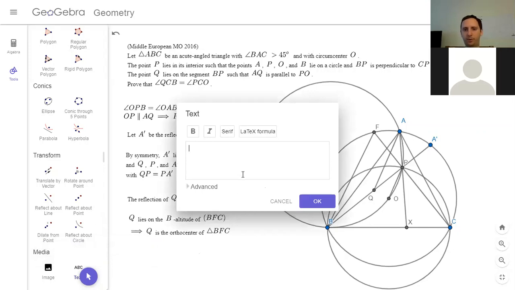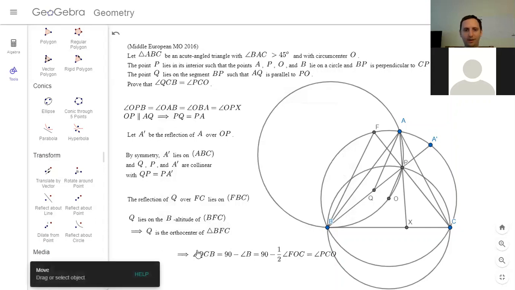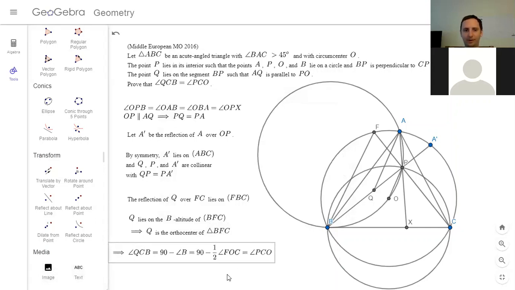So yeah, it's well known that Q and O are isogonal conjugates, but I'm just going to write out the proof, which is 90 minus half angle FOC, which is angle PCO. And that's it. All right. That was a nice idea to construct this part right here. So I think we've done enough with this, so I'll move on to the next one.